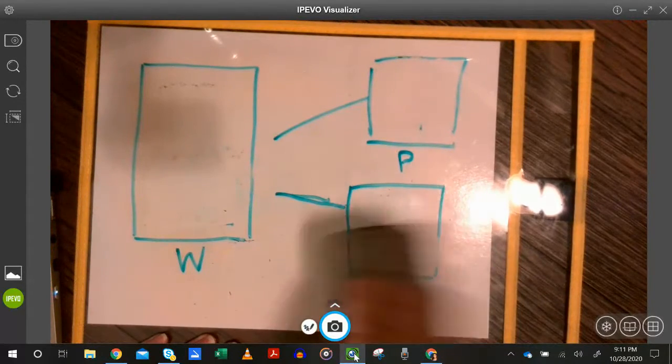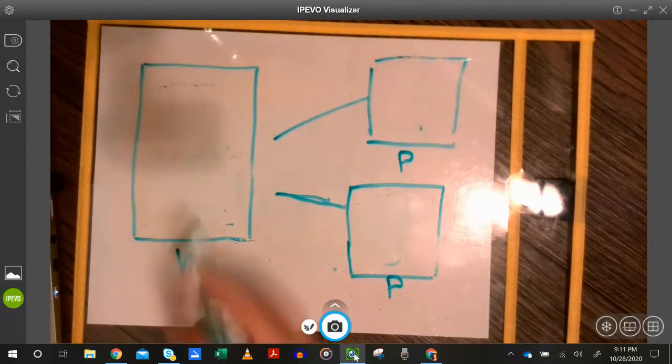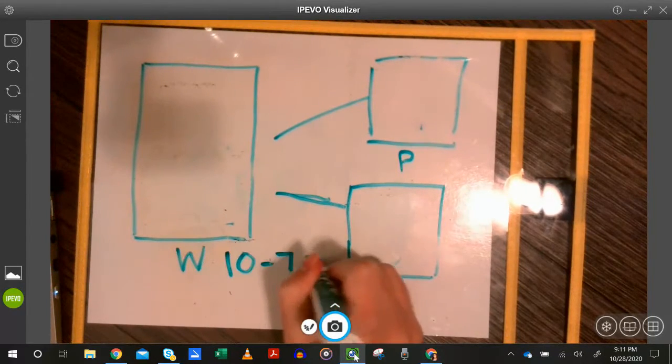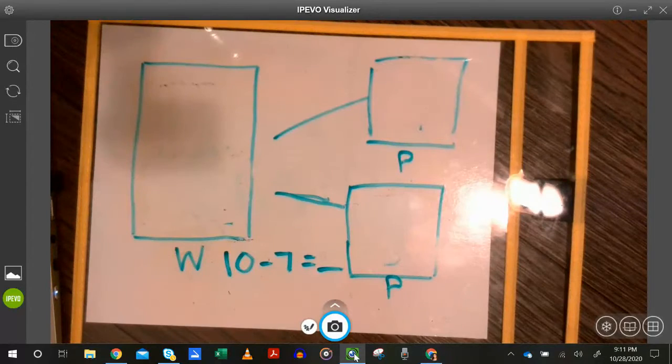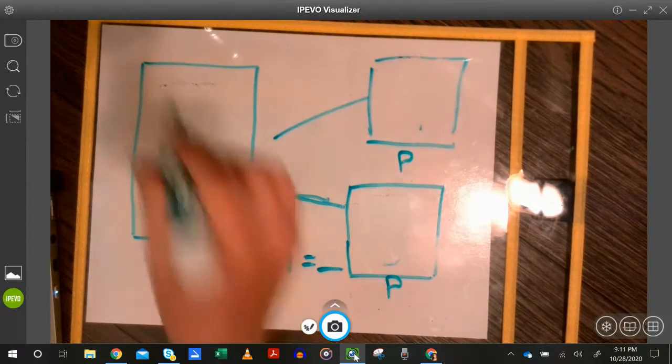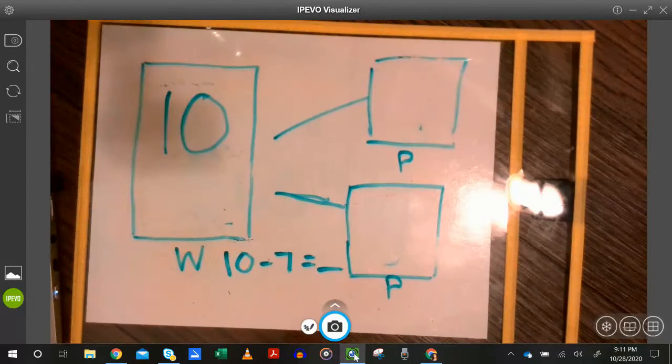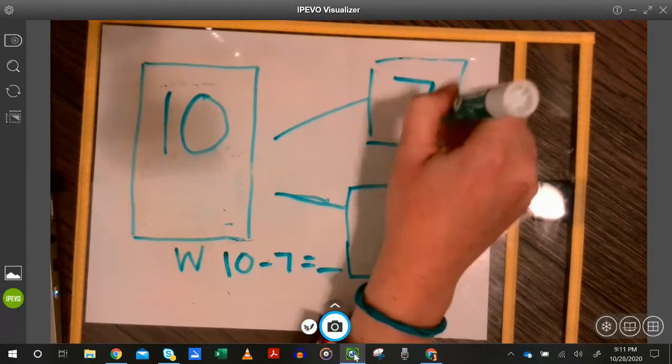Let's say that we have 10 minus 7 equals blank. What's our whole? Our whole is 10. Whole is the number we take from when we're subtracting. And if that's our whole, then that means 7 is one of our parts.